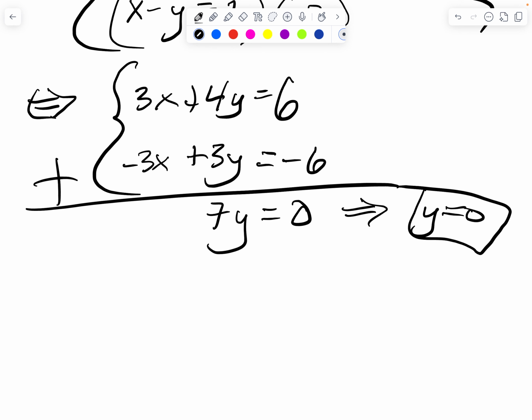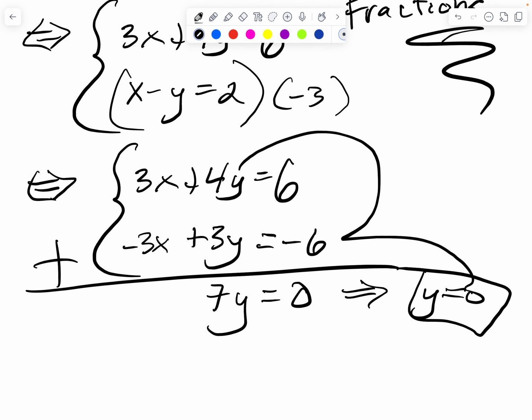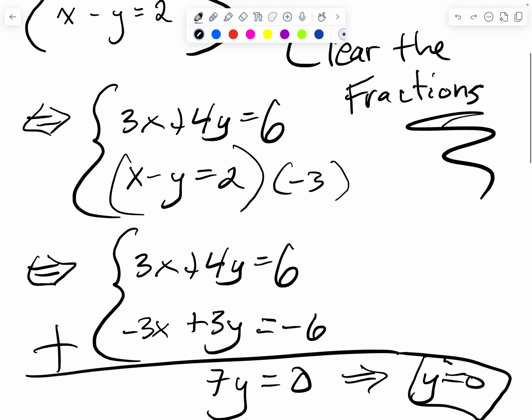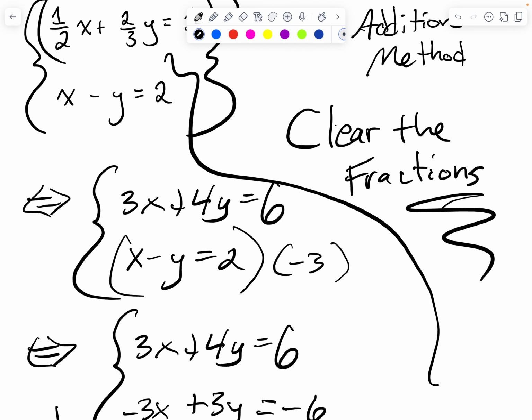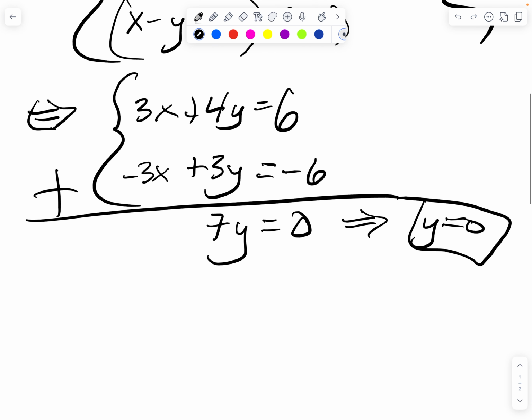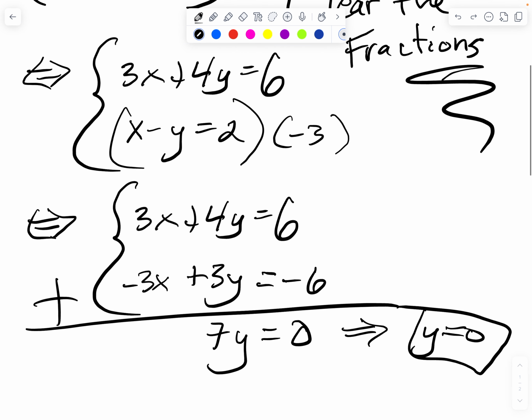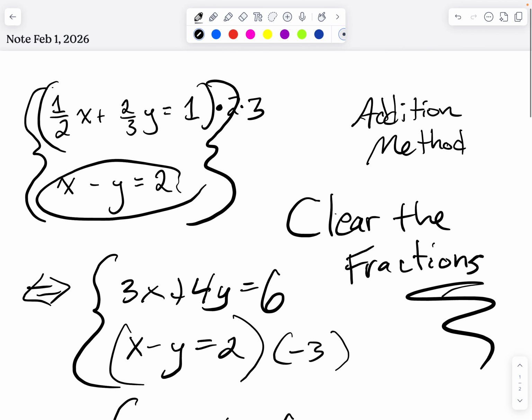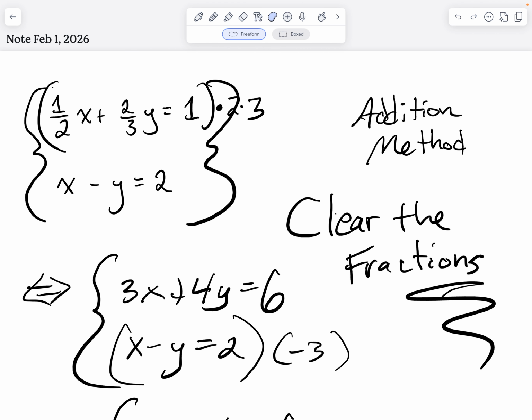Now we need to figure out x. And now that we know y is 0, we can replace y with 0. You could plug it in here, or you could plug it in here, or you could plug it in the original one. It doesn't matter because these are all equivalent. So you're going to plug it into the simplest one possible. And these numbers are big. You know what? The simplest one I see is this guy that we started off with. So that's the one I would choose.